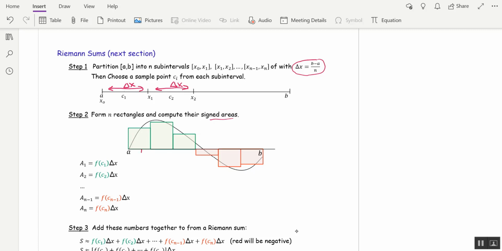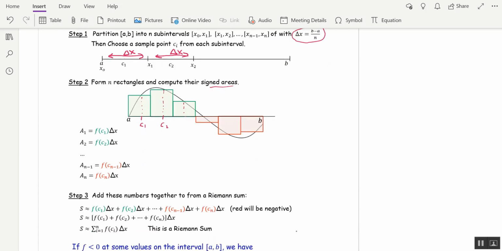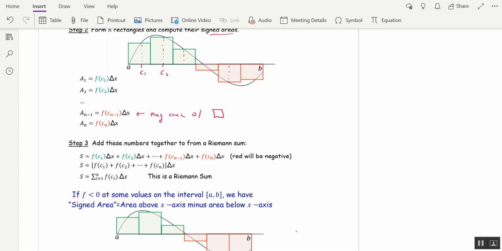So this would be c1. This would be c2. And the height of the rectangle is going to be determined by the value of the function at that point. So the area of rectangle 1 is f of c1 times delta x. The area of rectangle 2 is f of c2 delta x. Down here, when f of cn is negative, then this is the negative of the area of the rectangle because the height is going to be a negative number. Now, if you add all those numbers up together, you get what we call a Riemann sum.